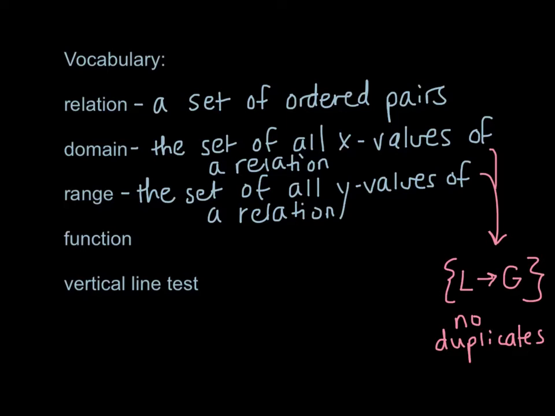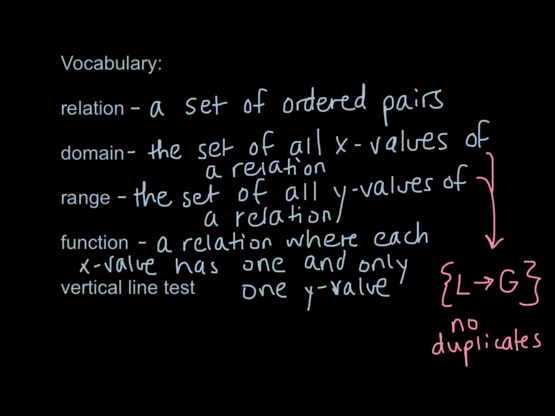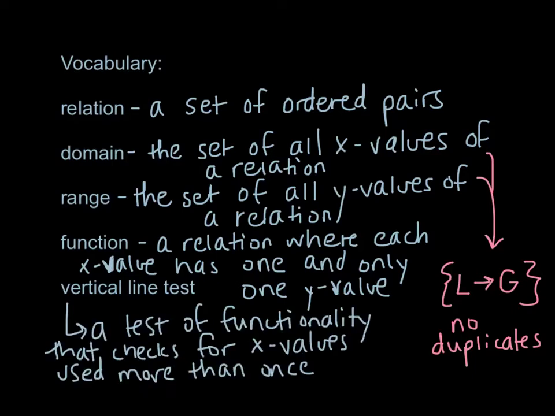What is a function? A function is a relation where each x value has one and only one y value. And in a second, I'm going to make an additional slide and talk about why that's what makes a function. I don't think we're going to have as much trouble understanding that as you think you might. Finally, the vertical line test. The vertical line test is a test of functionality that checks for x values that are used more than once. And we'll see it in action in a moment. But let's talk for a second about why that's the definition of a function.